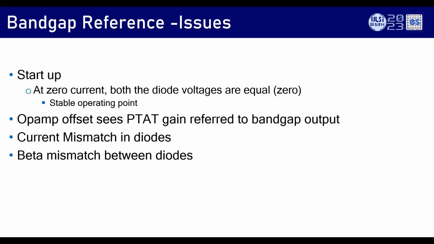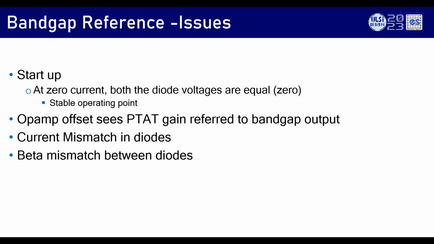There are a few issues. For time conservation, we have noted a few issues of the bandgap. Again, there are multiple issues which we are not going to talk about in detail today. Like if you go for chopping, there are multiple issues on chopping. We are not going to address everything and say these are ways of solving it. But there are a few issues, like startup, as someone pointed out. At zero current, both the diode voltages are equal. You have a stable operating point. It need not be zero current. It can have multiple operating points too. There are architectures where you can have 1,000 operating points. Your circuit should be kicked off from that and go to the stable operating point.